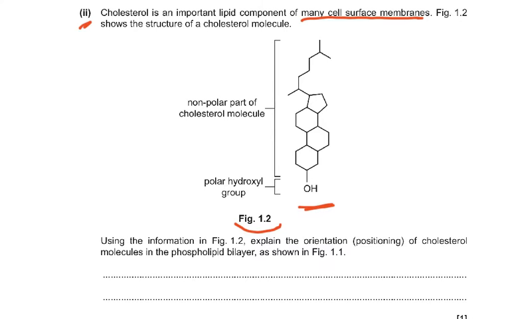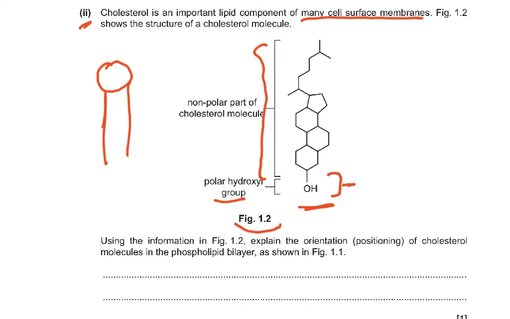Now this is the hydrophilic part. This was the polar part. They've labeled this polar hydroxyl group. And then this is the non-polar part. So you know the phosphate and the fatty acid tails. The phosphate is the polar part. So this would be in the polar part. And this non-polar would be here in the fatty acid tails. So this non-polar part would be here. And this polar part, this part, would be here in between the phosphate heads.